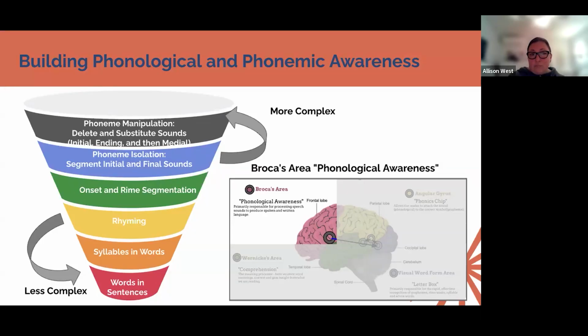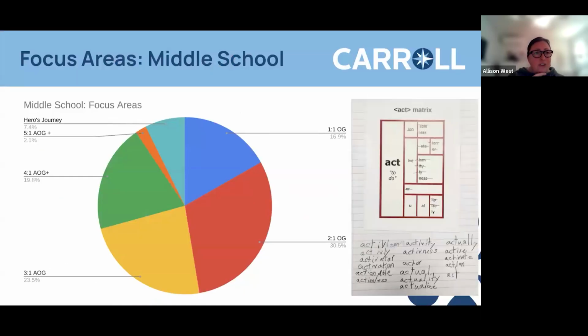Now, when we move into middle school, you're going to notice a little bit of a shift. There's more slices to the pie here. And here we have 235 students who are split into 6 categories overall. Now, in the middle school, a large majority of students are still in an Orton-Gillingham-based focus area. But many of our students in the middle school are ready for the next step.